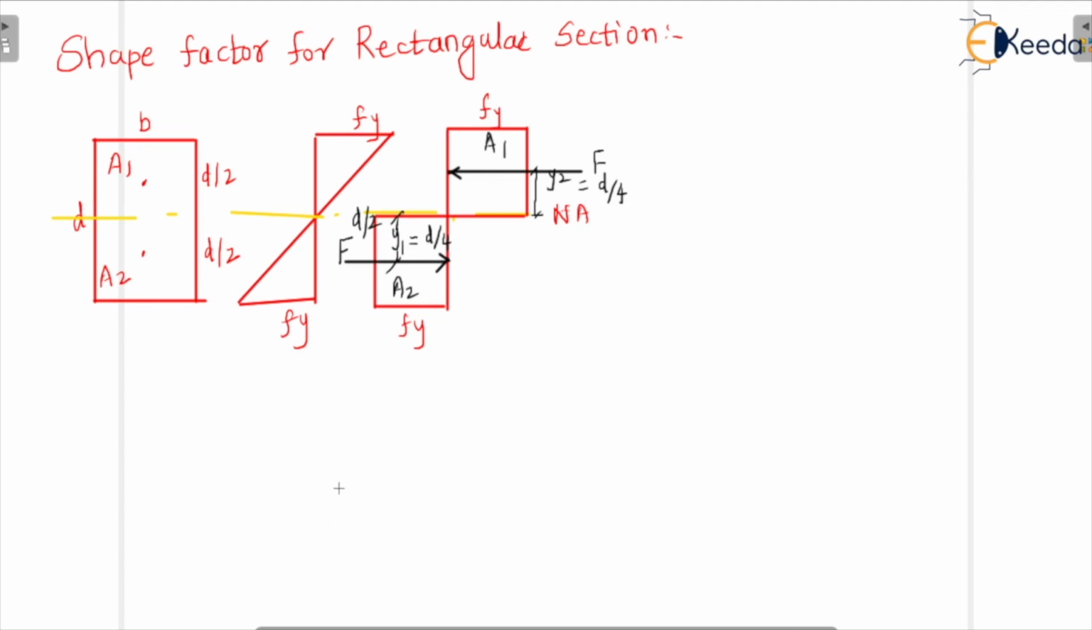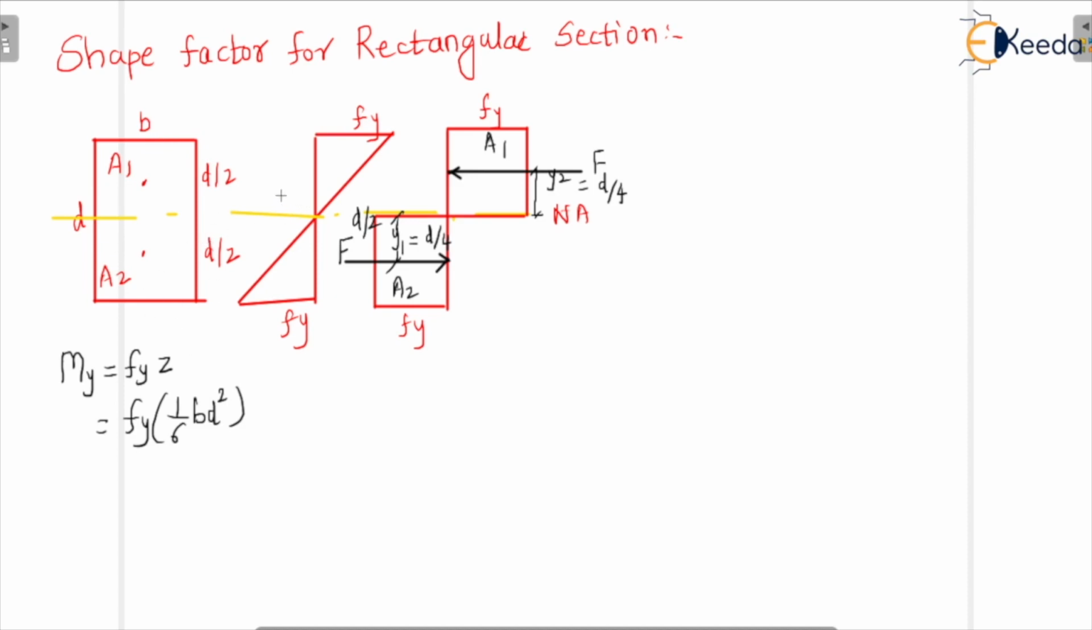Now we know the formula that M into y is equal to fy into Z. So what is Z? If you remember, the Z formula is 1 by 6 bd square for a rectangular section. Section modulus is 1 by 6 bd square. Now let A1 be the area under compression and A2 be the area under tension.